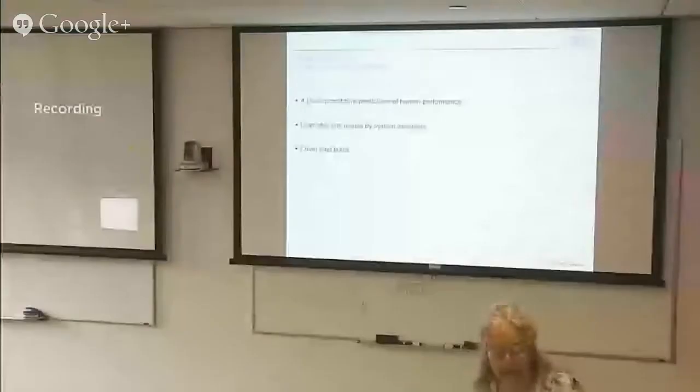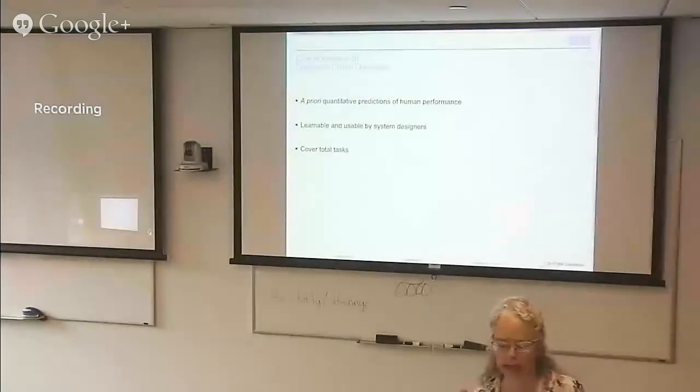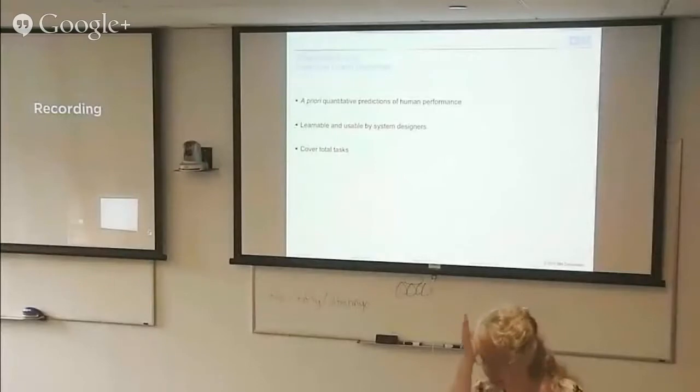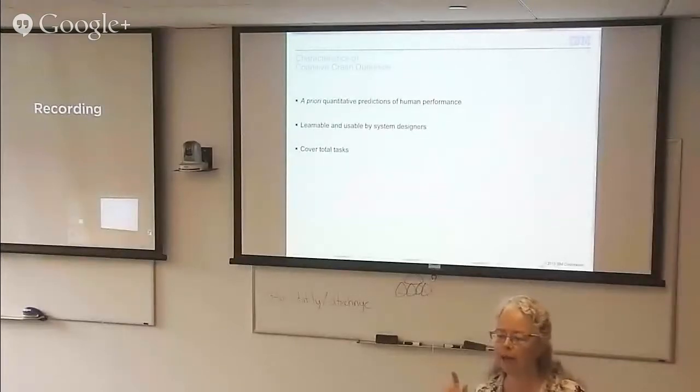So what is this engineering model, or cognitive crash dummy? It has to be able to produce a priori quantitative predictions. A lot of psychology models do what's called split half. They collect a whole bunch of data, split it in half, and use one half to set parameters on their model. Then they use those parameters to predict the second half of the data. That's too late for design.